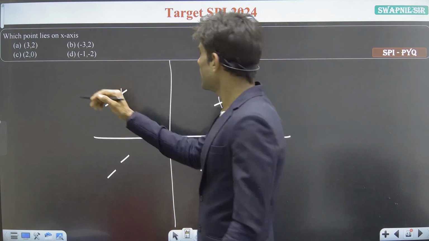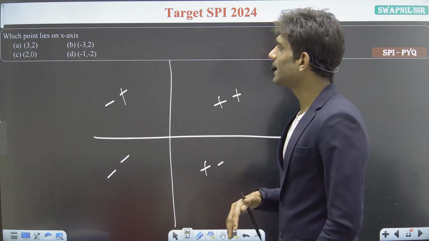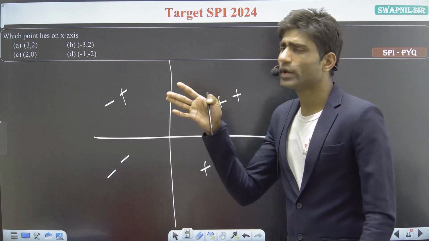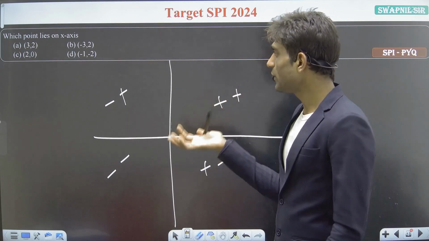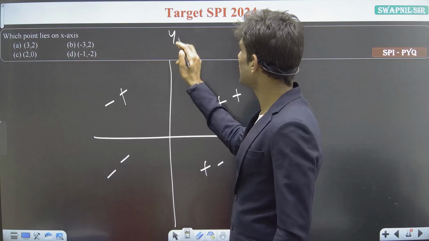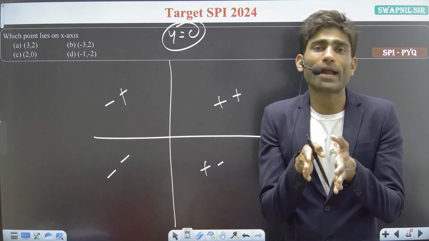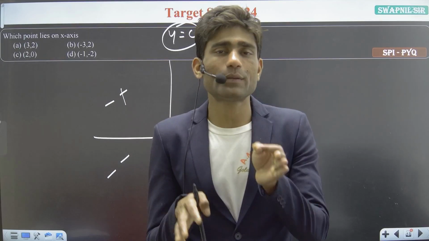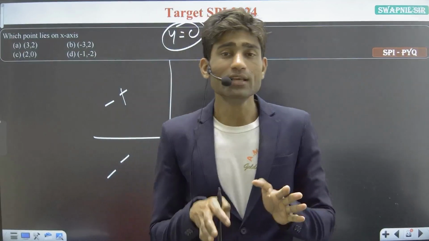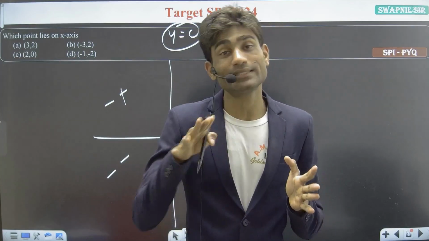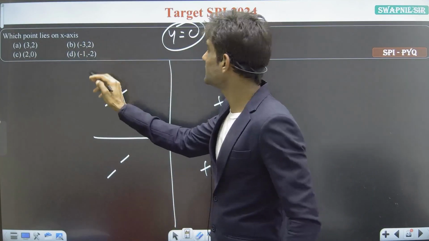Now see that if a point lies on the x-axis, that means one of the coordinates is 0. A point which lies on the x-axis means we have y equal to 0. Always remember, when any point lies on the x-axis, the other coordinate, y, is always 0. If the point lies on the y-axis, then obviously x is equal to 0. Now a point on the x-axis means y is 0.